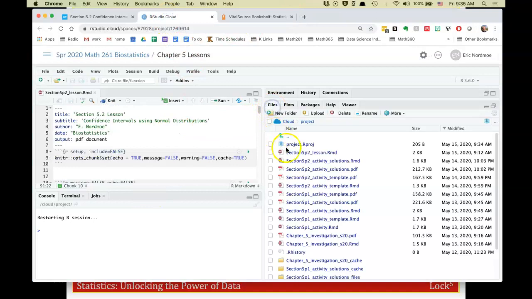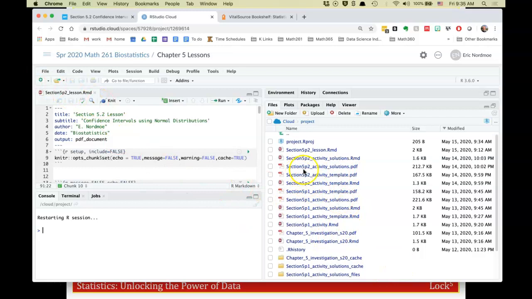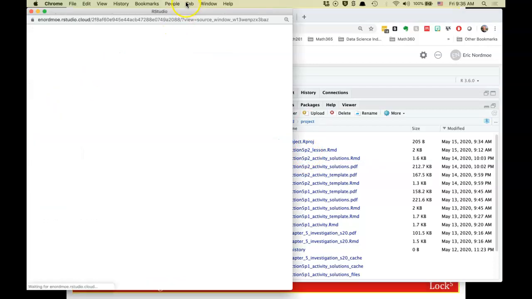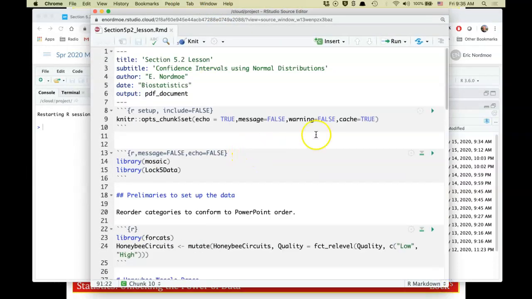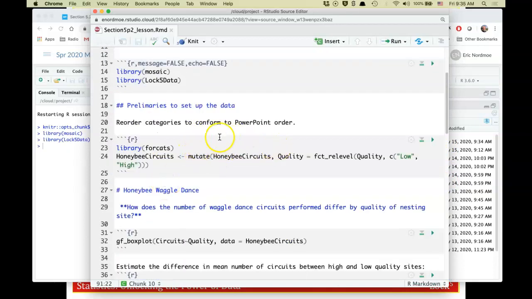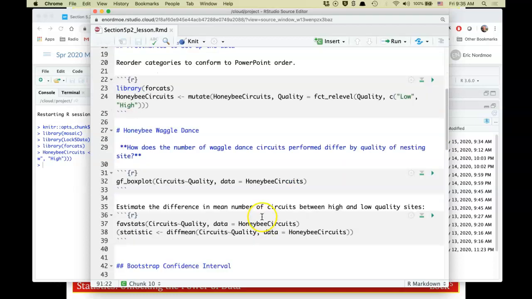So in the files section, what you're going to be looking for here is the section 5.2 lesson. There's also an activity that I'll be recording separately, but the section 5.2 lesson is what I'm going to walk you through here. Take a look at the bees data. So what we want to do first is run the upper information, and I did a quick reordering of the categories so that what I do here is going to match what you would see if you either use StatKey or what's in the slides from the publisher.